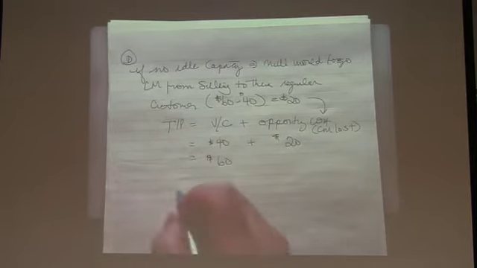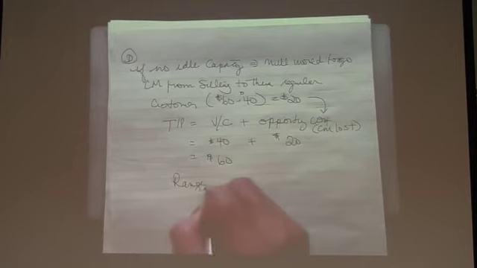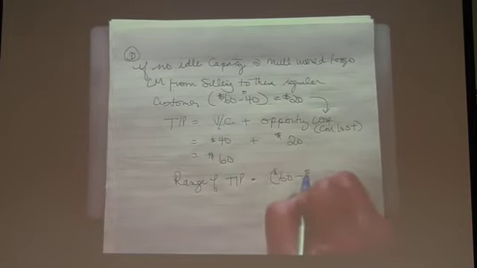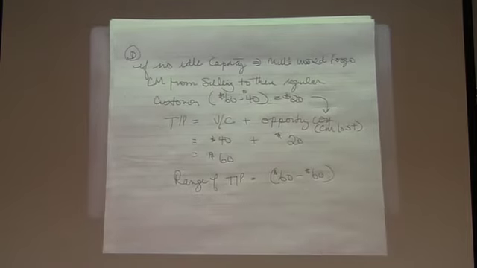So the range of transfer price will be 60 to 60. There's no range, basically. They've got to pay 60, which is the market price.